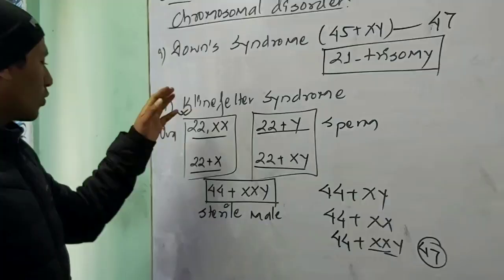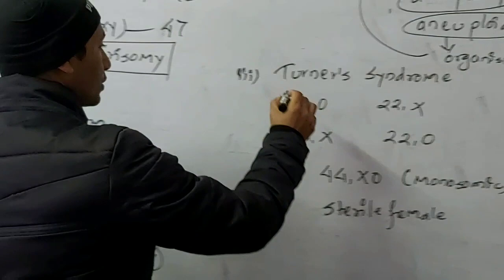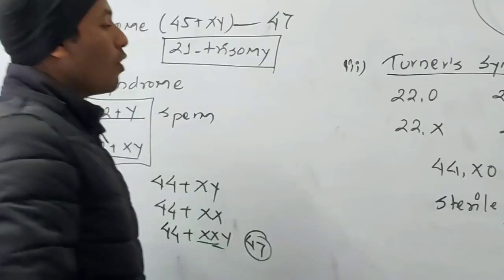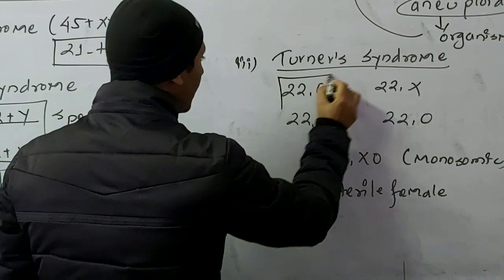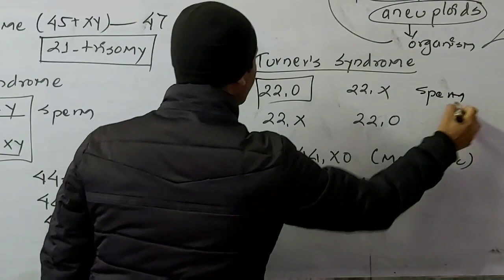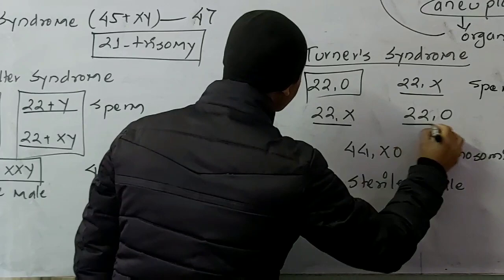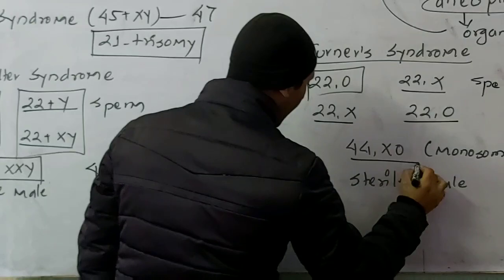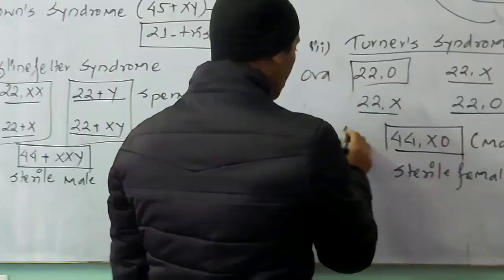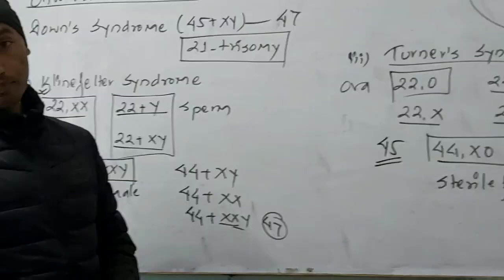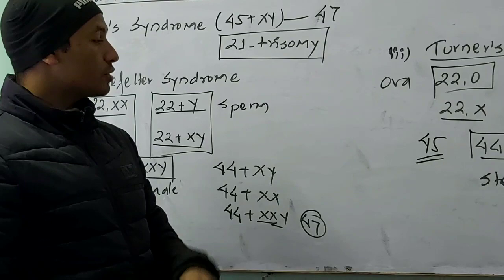The next syndrome is Turner syndrome. Turner syndrome occurs in female. They are sterile female. The sterile female is formed in which the abnormal ova, here also it is ova, fuses with normal sperm, or the normal ova fuses with abnormal sperm. At that time the zygote will have 44 plus X, having total 45 number of chromosome, called Turner syndrome. The Turner syndrome is developed in sterile female.